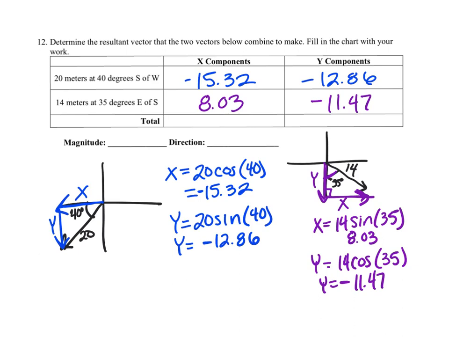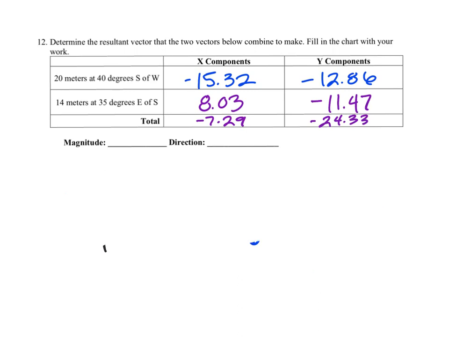Now your next task is to add up each column. The x column is going to equal negative 7.29 and then negative 24.33 in the y column. All right, let me clear off some space and we can finish the rest of this.